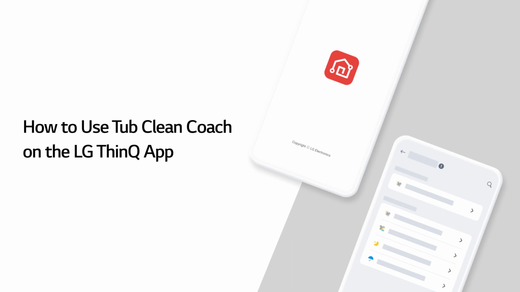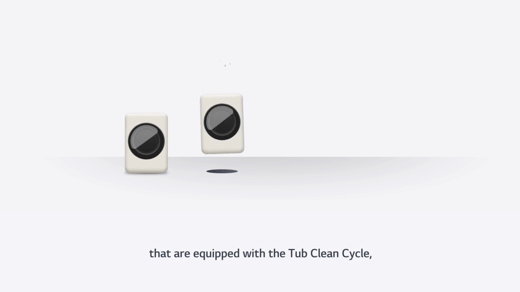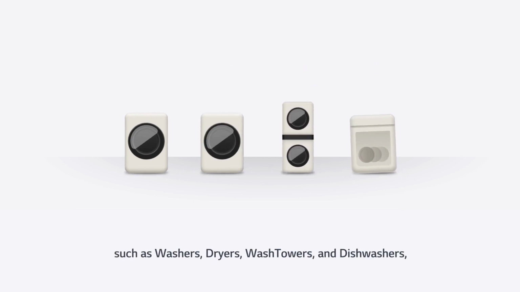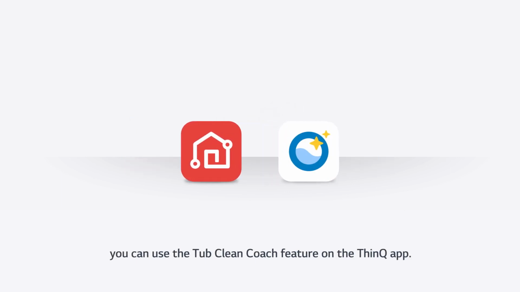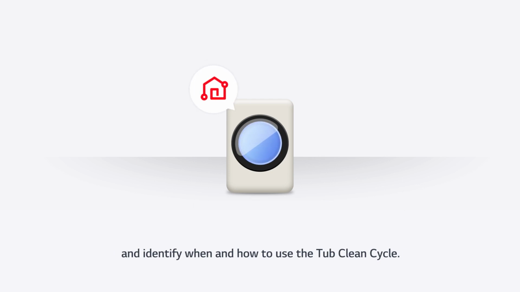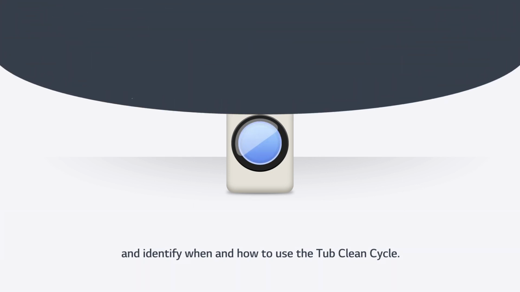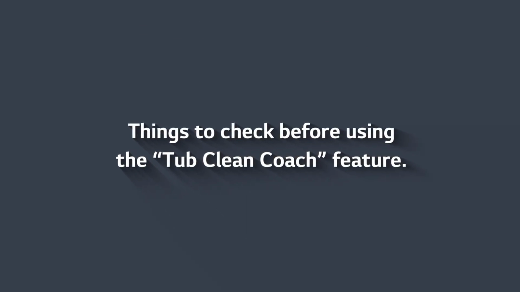How to use Tub Clean Coach on the LG ThinQ app. If you are using LG electronic products that are equipped with a tub clean cycle, such as washers, dryers, wash towers, and dishwashers, you can use the Tub Clean Coach feature on the ThinQ app. By using the Tub Clean Coach feature, you can keep your product clean and identify when and how to use the tub clean cycle.